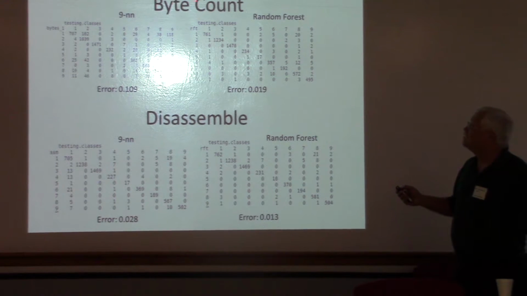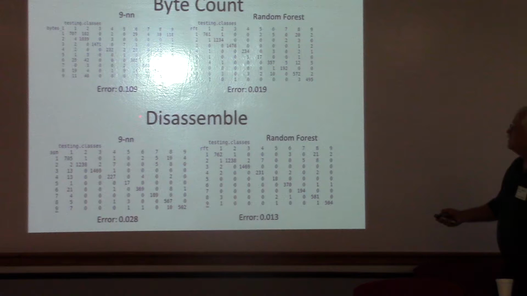So here are the results. This is byte count, this is disassembled, and these are confusion matrices. The thing to look at is the bottom line error numbers.